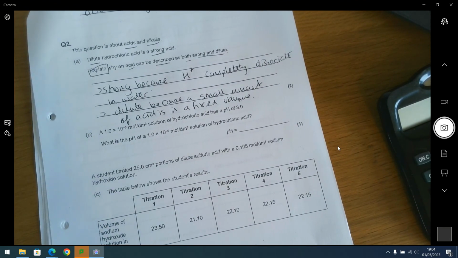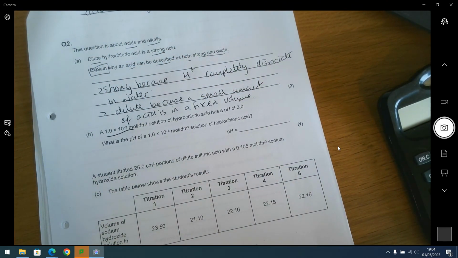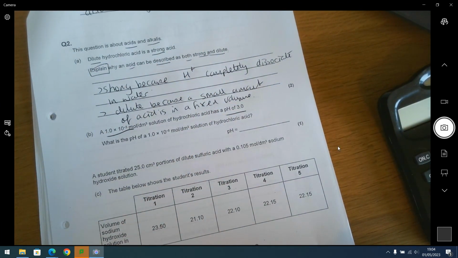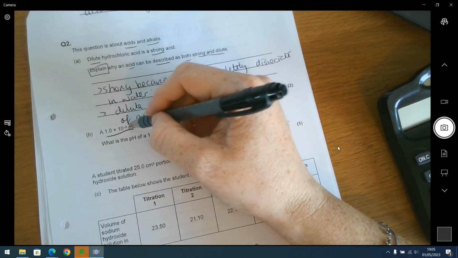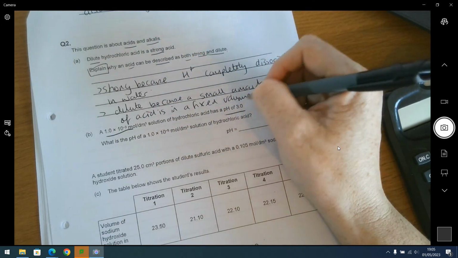You've then got a calculation question here where it says I've got 1 times 10 to the negative 3 molar decimeter cubed of a solution of hydrochloric acid, and its pH is 3. What would be the pH of 1 times 10 to the minus 5 molar decimeters cubed solution of hydrochloric acid? So I can see that the concentration of hydrogen ions is getting less, so I would assume the pH is going up.